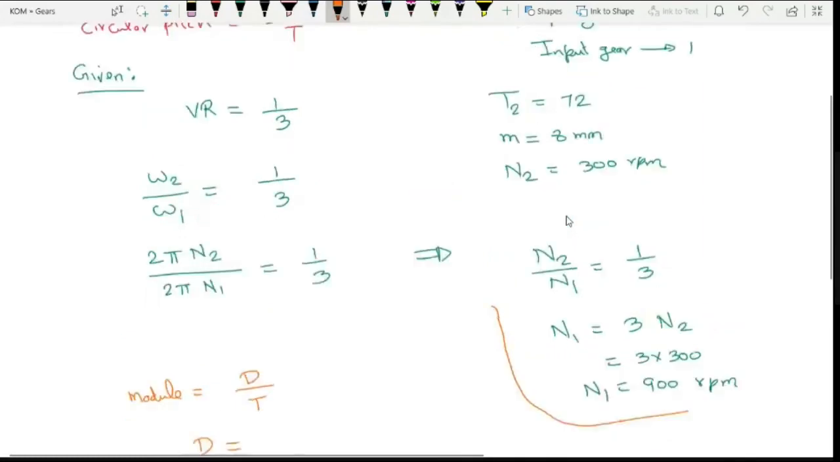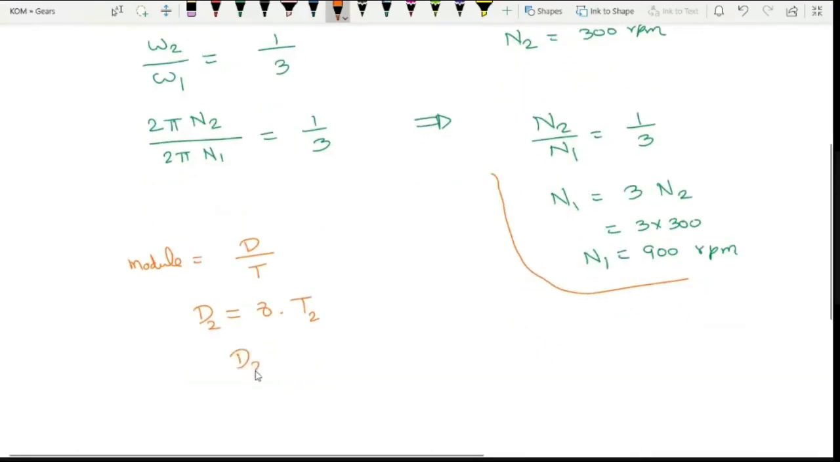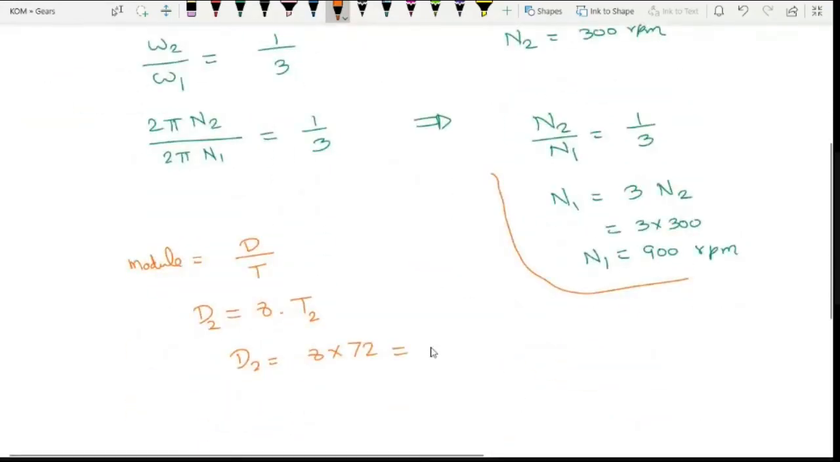So the diameter is equal to how much? Module is 8, right? 8 into teeth. So if I call D2, it is 8 into T2, which means your diameter is equal to 8 into your teeth, 72. So what is the diameter of your driven gear? 576 mm. So your diameter for the driven output gear is 576 mm.